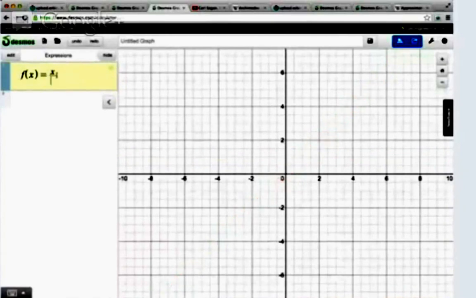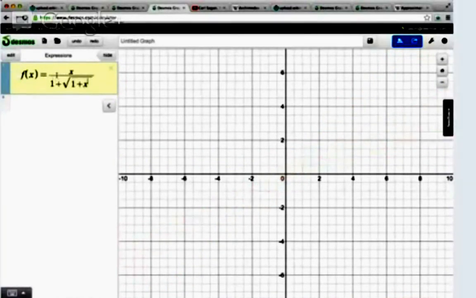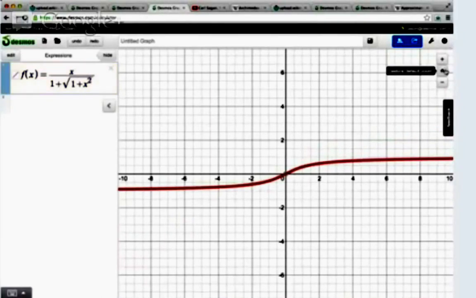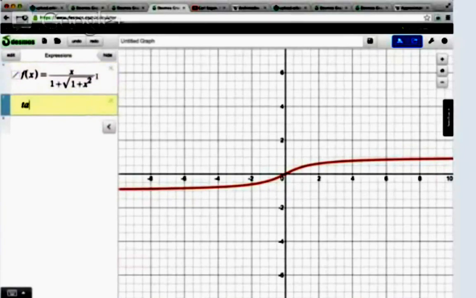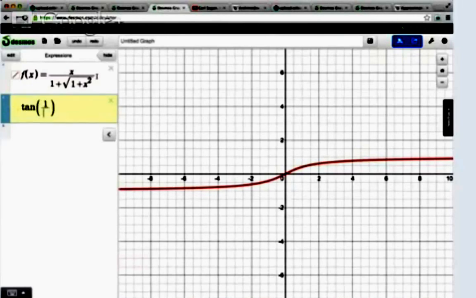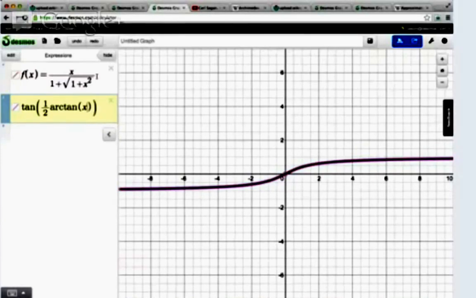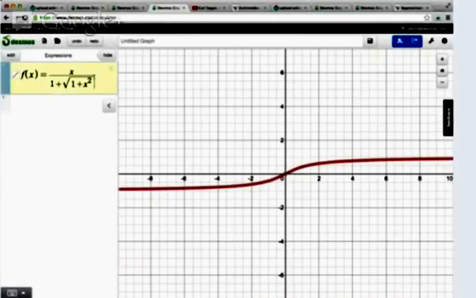F of x equals x divided by 1 plus the square root of 1 plus x squared. So it's a function, looks like this. We can check that it's a half angle formula for the tangent if we want. So it's the tangent of a half arctan of x. There it is. I didn't know that before, but it does what it's supposed to do, what it said it would do on the label.